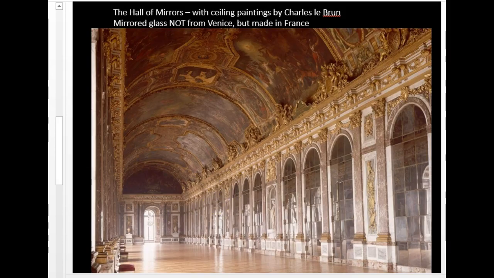And just kind of imagine that sense of reflection, like infinite reflection, huge garden on one side, reflected in the mirrors on the other side, and you in between, you and the king in between, and everyone else at court. Please note the paintings on the ceiling. We're going to talk about one of those.